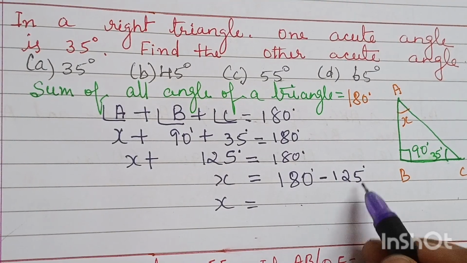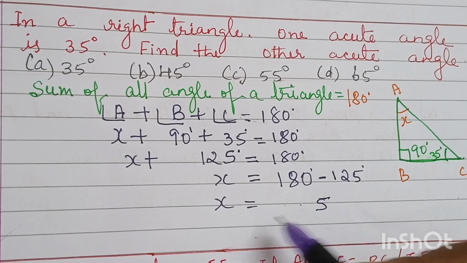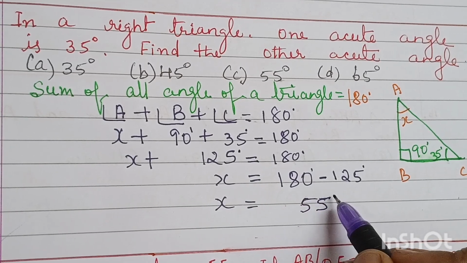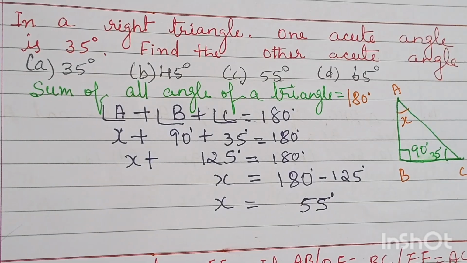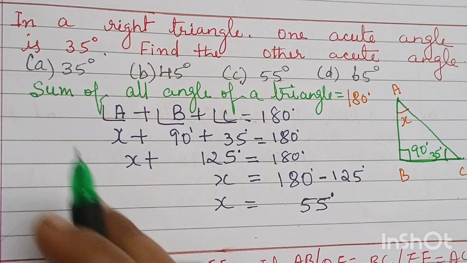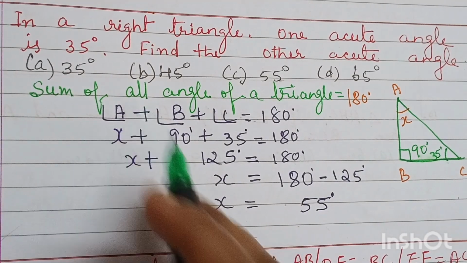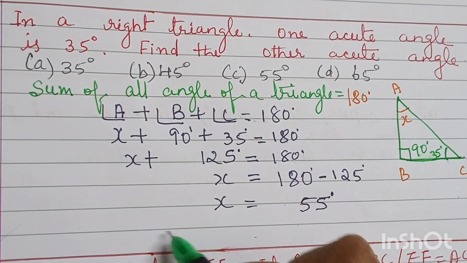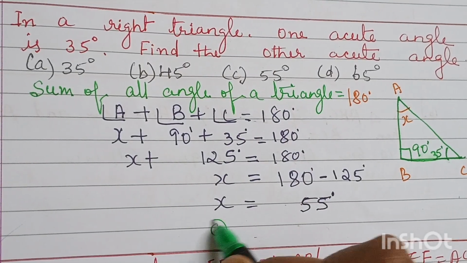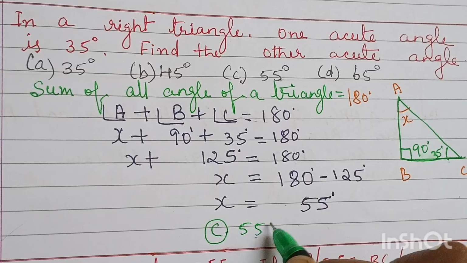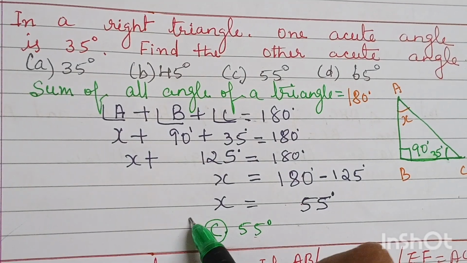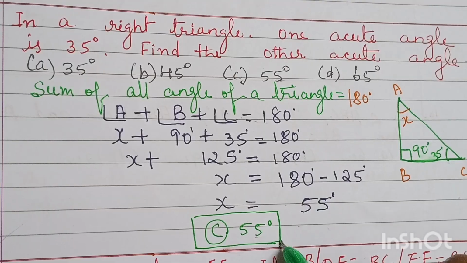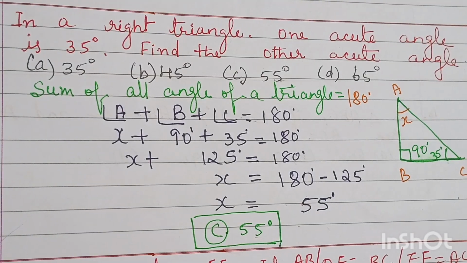55 degrees. 10 minus 5 is 5. Then 7 minus 2, 5, 6, 7, 55 degrees. x is equal to 55 degrees. So we write the value as 55 degrees, option C. So we'll write the answer as C, 55 degrees. We write like this in 10th standard. So we'll practice from here itself.